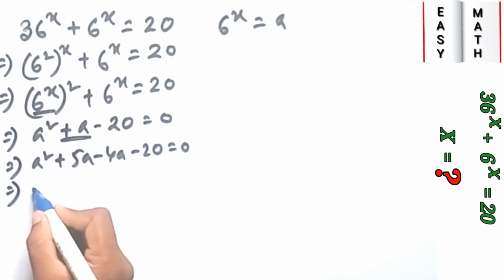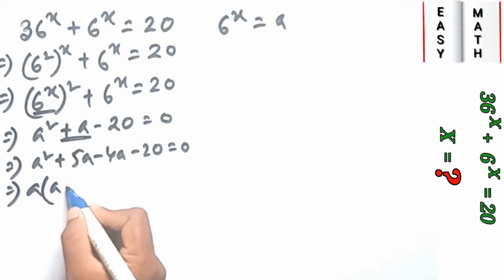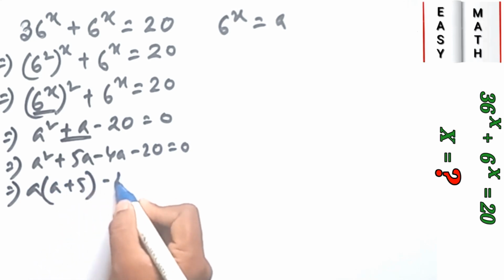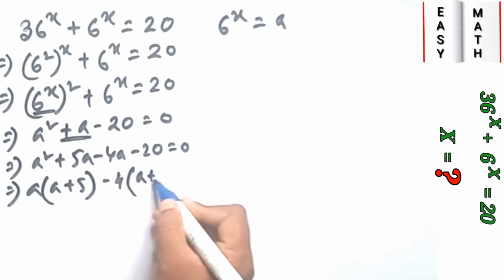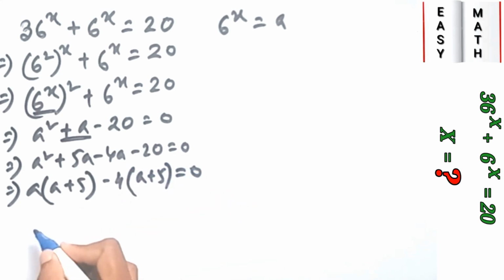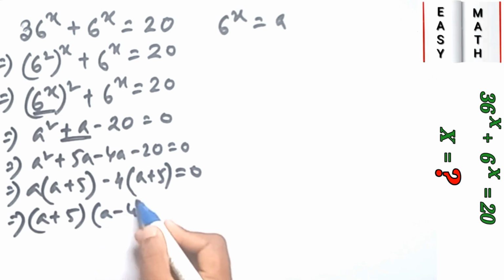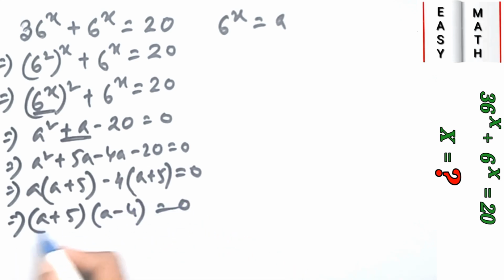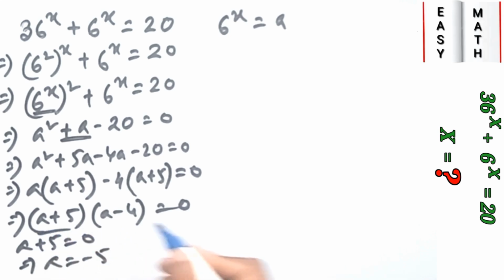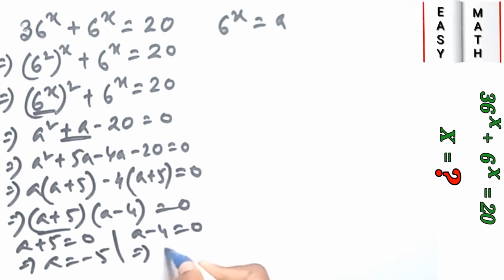Now take the common of a, so a is 5 and there is the 4, take this a plus 5 is 0, and there is the a minus 4 is equal to 0. Now a plus 5 is equal to 0, so the a value is minus 5. From there a minus 4 is equal to 0, so a is equal to 4, we can write this.